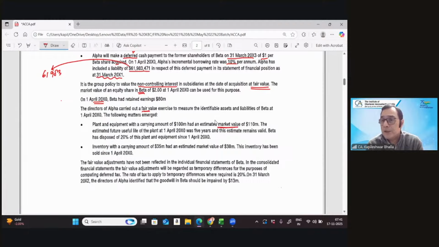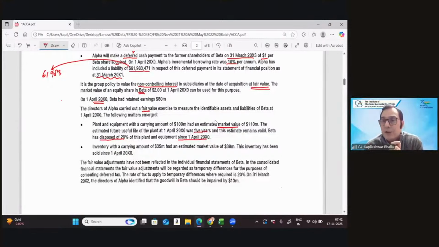I think you can immediately recall that this is a fair value adjustment. And that needs to be considered in analysis of other equity. That is step number 2A. And when you're going to consider this, you also need to consider the additional depreciation as well, and the corresponding impact in the consolidated balance sheet as well. Then he says the estimated future useful life of the plant was 5 years and the estimate remains valid. That is for the purpose of calculating the additional depreciation. Then he says Beta disposed of 20% of this plant since the acquisition date.